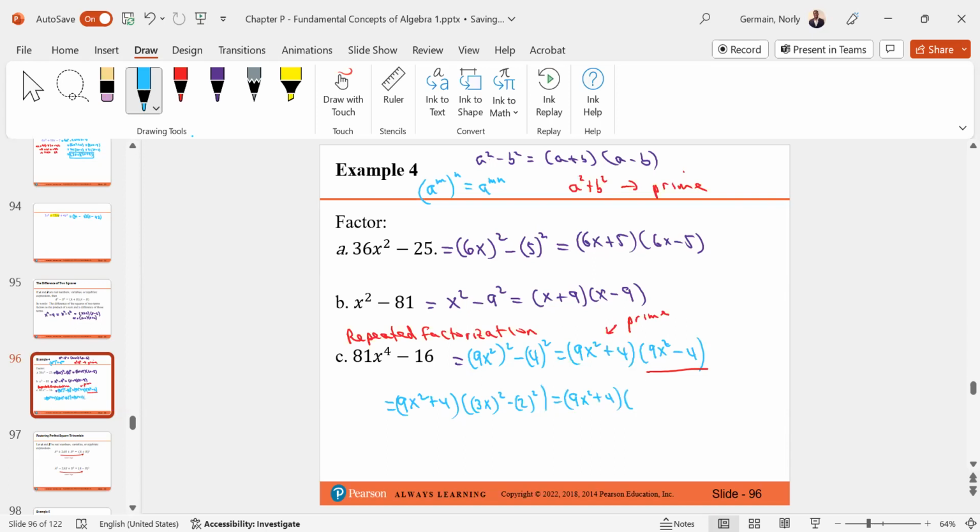Now we're gonna redo that again. 3x squared minus 2 squared gives us 3x plus 2 times 3x minus 2. It's extremely important that we factor completely, right? Because they shouldn't have any common factors. So each expression must be prime. Like 9x squared plus 4, no common factor. 3x plus 2, no common factor. 3x minus 2, no common factor, right? So we consider them all being prime. So that's factoring the difference of two squares.